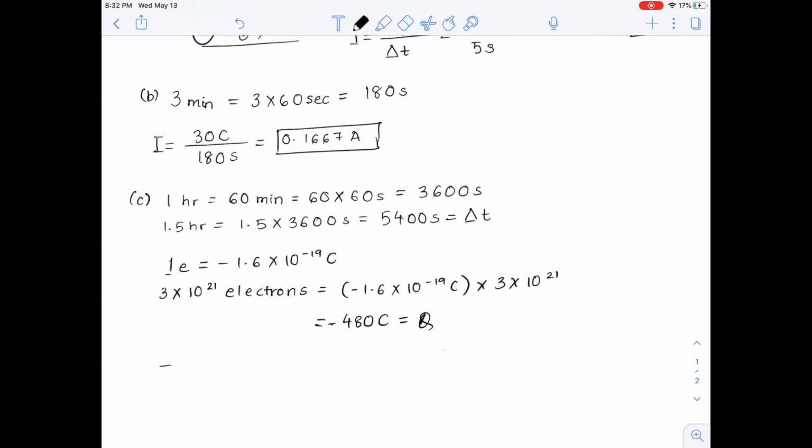The current that is to be calculated is Q over delta T, which is negative 480 coulombs divided by 5,400 seconds. That is negative 0.0889 amperes. That's all I've got.